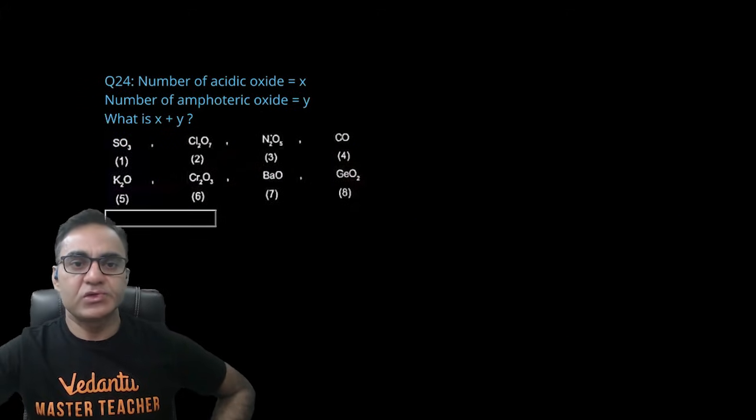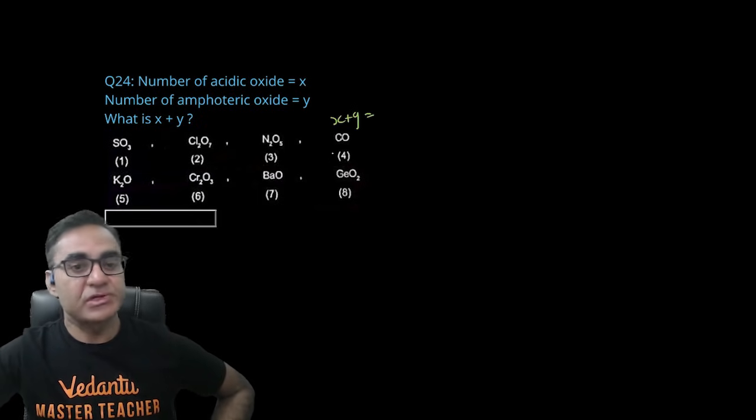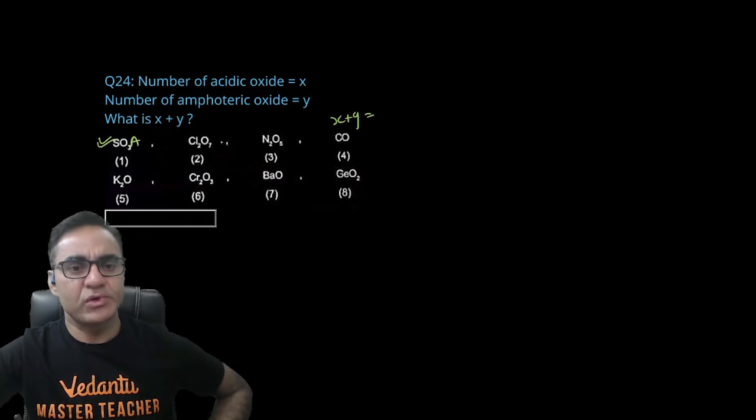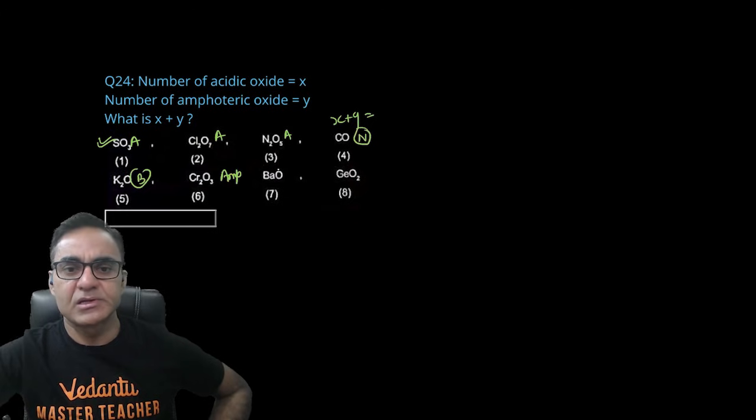In this question, we need to identify the number of acidic oxides and the number of amphoteric oxides, and we have to give the answer as the sum of these two. All right, so let's identify the number of acidic and other oxides. Sulfur trioxide is acidic. Cl2O7 is acidic. N2O5 is acidic. This one is actually neutral. This is basic. This is amphoteric. This is basic, and this is amphoteric.